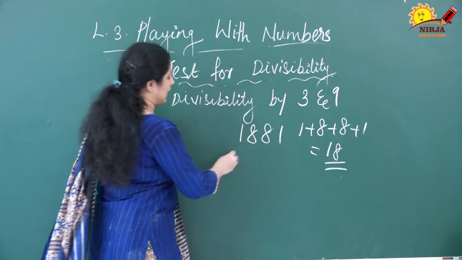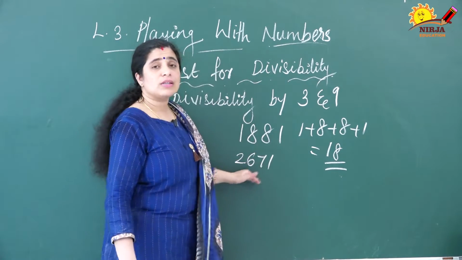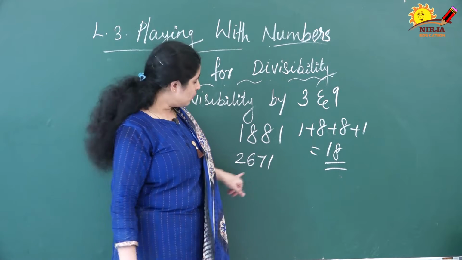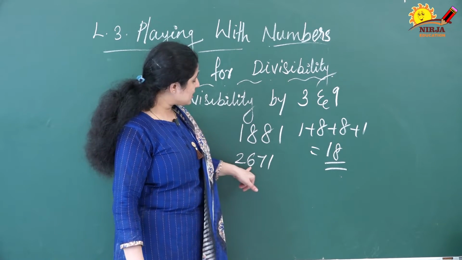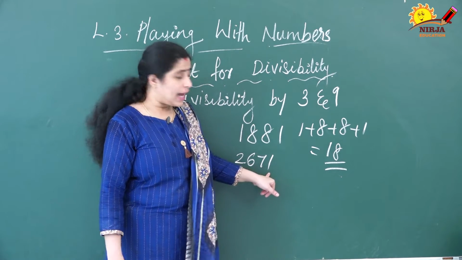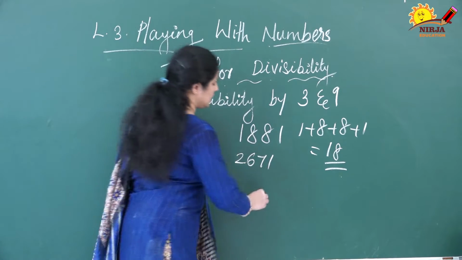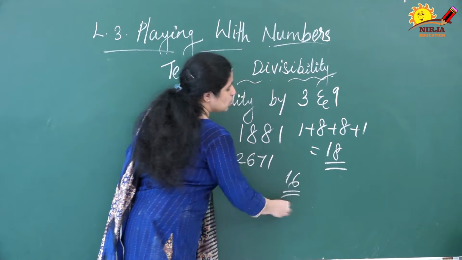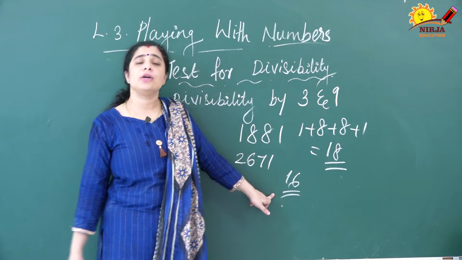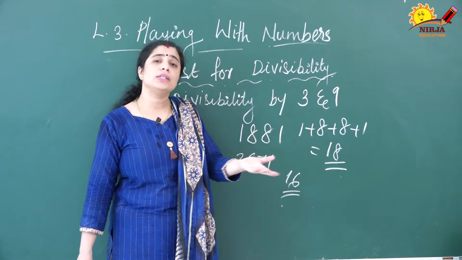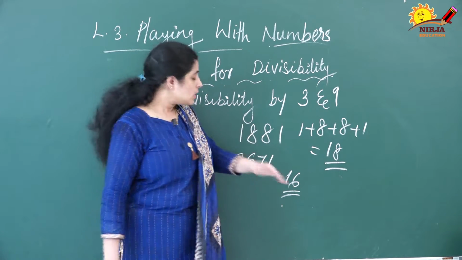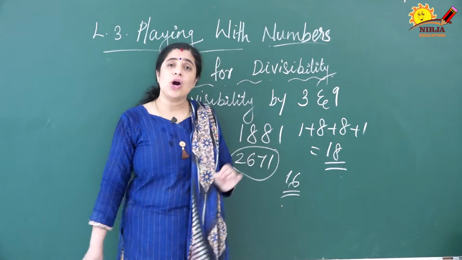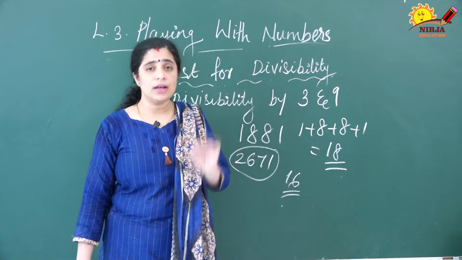Suppose one example again I am taking 2671. We will add these digits. 2 plus 6, 8, 8 plus 1, 9, 9 plus 7 you are getting, it is 16. So 16 is not there in the table of 3 and it is not there in the table of 9 also. That means this number is not divisible by 3 and 9.